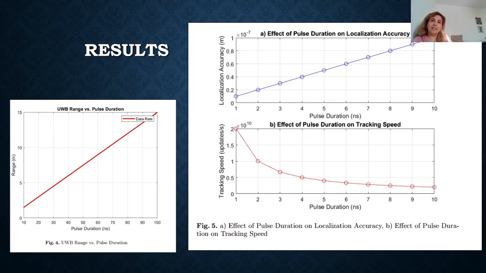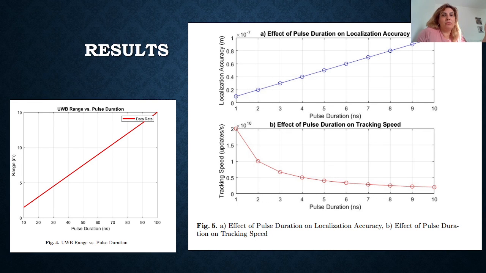So you can see that the speed is reduced by pulse duration. Because so far we are talking about, okay, pulse duration goes higher and the accuracy goes higher, and then why would you go down? This is the reason why you would go down: the tracking speed. And tracking speed is something that you really want, especially in certain applications. So here on the other side, I have range. I studied the effect of pulse duration on the range.